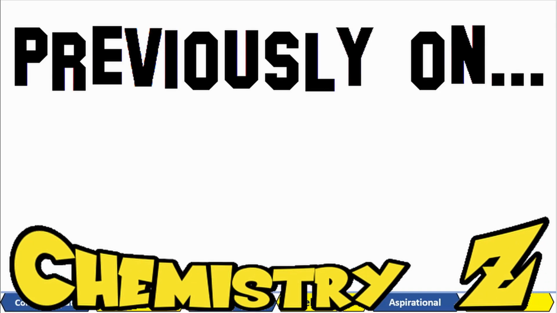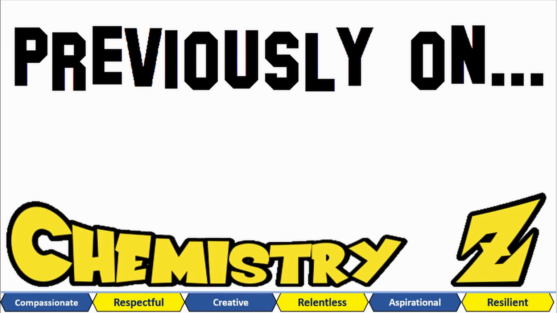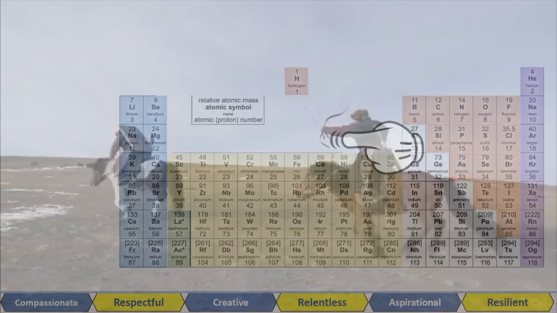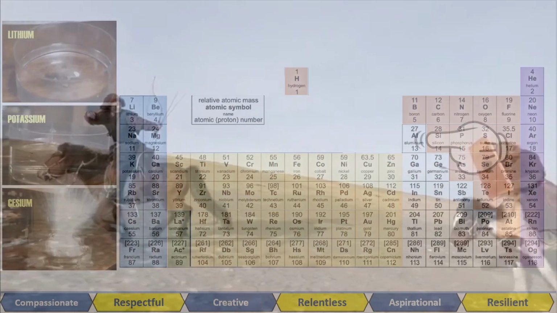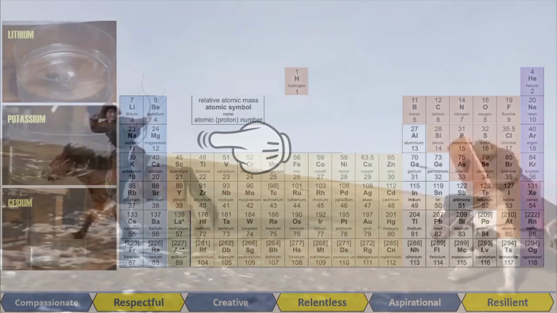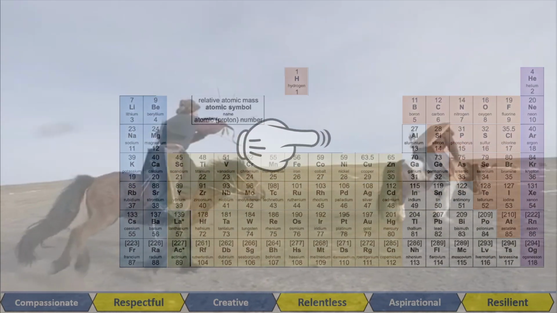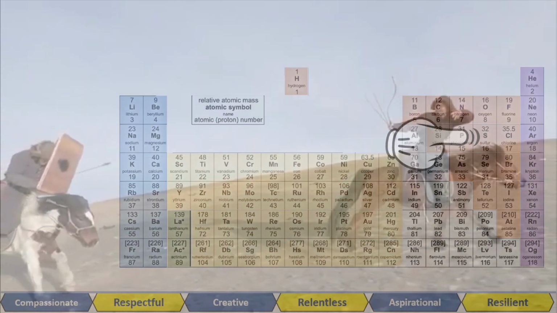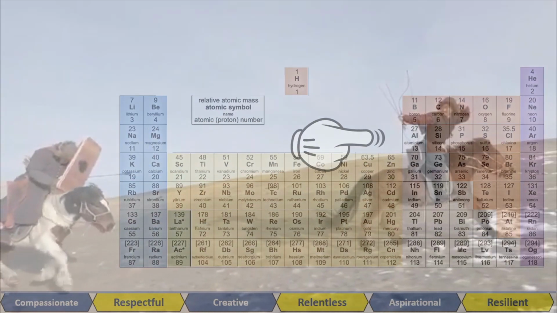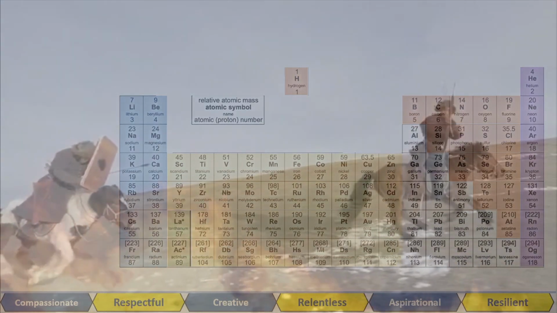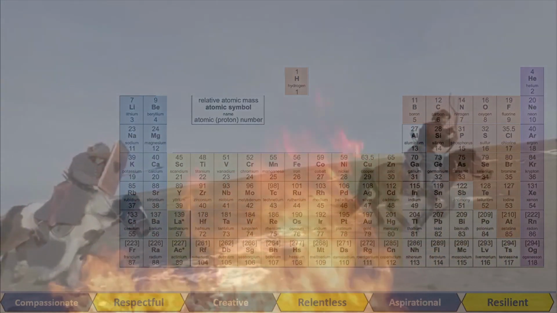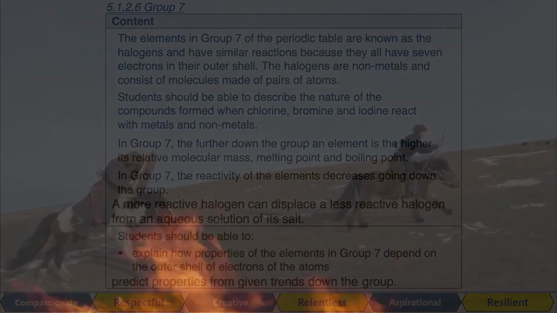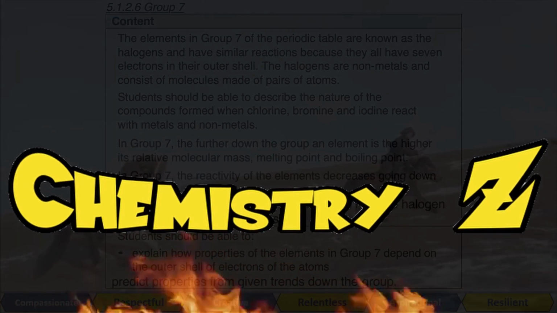Previously on Chemistry Z, our heroes journeyed to the mountains of Group 1 to discover the secrets as to why they increase in reactivity as you move down the group. But now, our heroes journey across the periodic table to the ruins of Group 7 where they will encounter the deadly halogens. Will our heroes be able to pattern displacement reactions with aqueous salts? All this and more will be revealed in today's exciting episode of Chemistry Z.